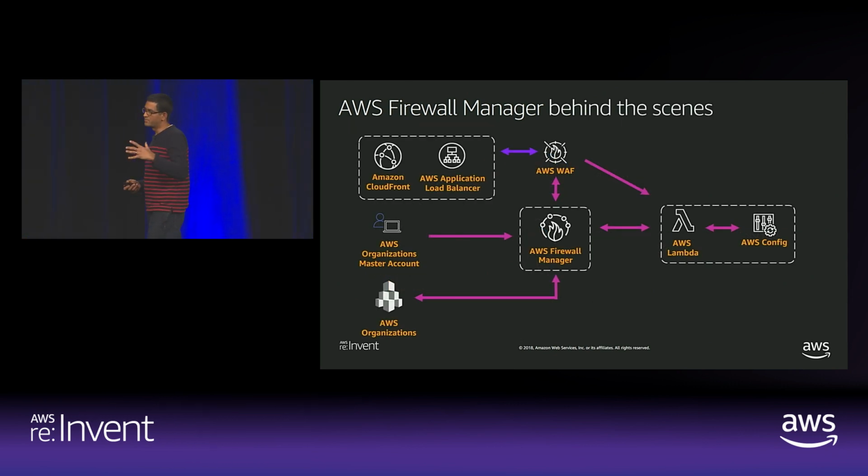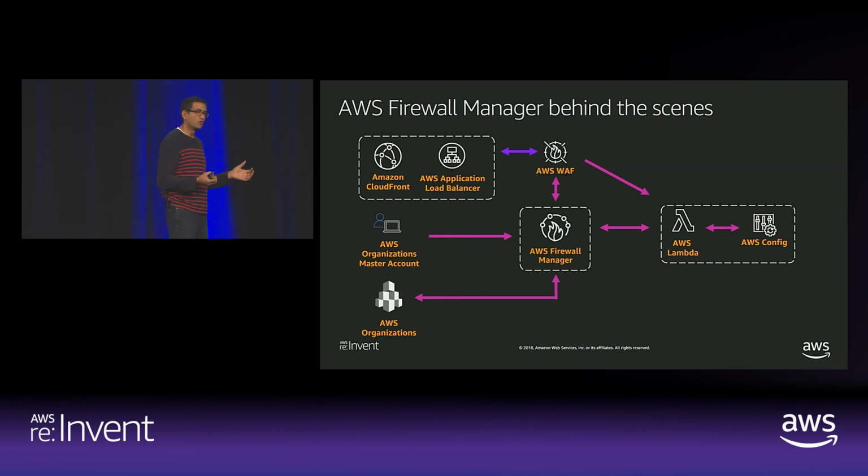This is sort of how Firewall Manager works. If you look at the bottom left of the screen, Firewall Manager is integrated with AWS Organizations. And there's an organization's master account who's the administrator for the Firewall Manager service, and they are the one who creates Firewall Manager policies. Firewall Manager subsequently talks to AWS Organizations to watch for new accounts that may be added to your organization, or any accounts that may drop out of your organization.